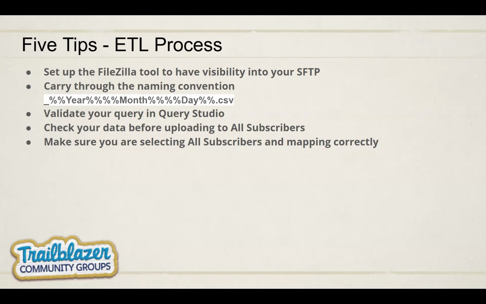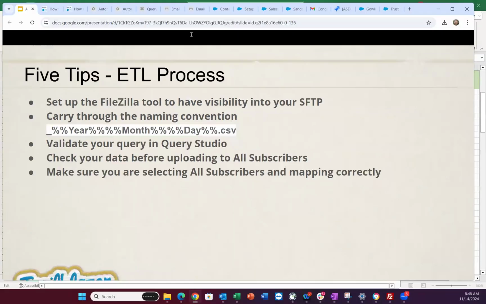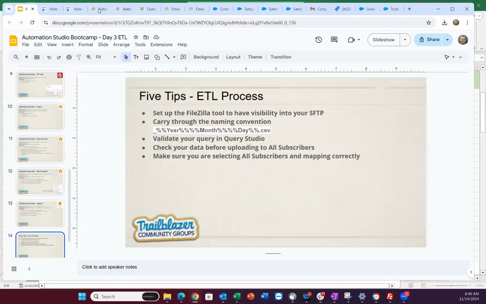And make sure that you're selecting all subscribers. You could see as we worked through that, it wasn't absolutely clear, but you want to make sure that you're selecting all subscribers so that you're updating that file correctly. All righty, let's go back to our automation. Let's see where we are at.